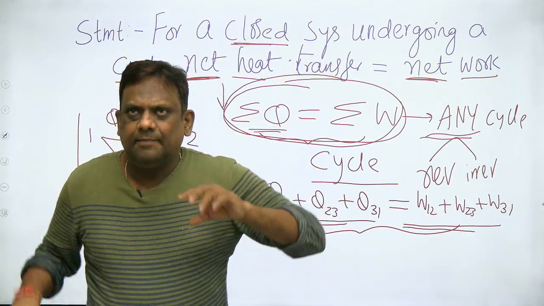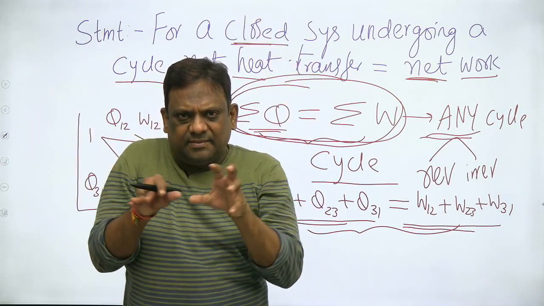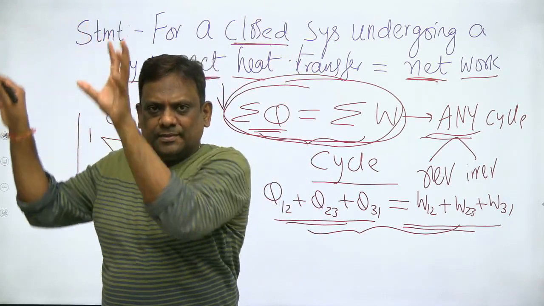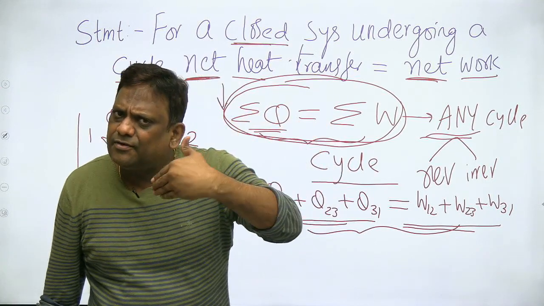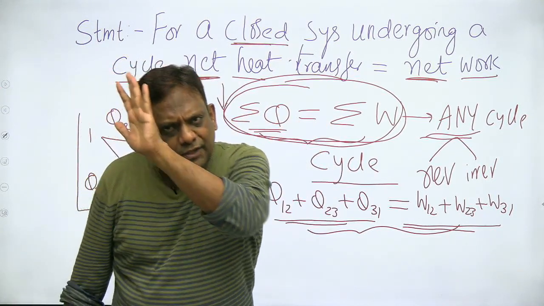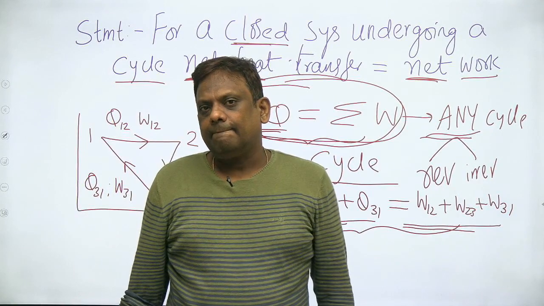What do you mean by any cycle? The cycle may be a reversible cycle. The cycle may be an irreversible cycle. I will be giving you examples of reversible cycles. I will be giving you examples of irreversible ones also. For that also you don't have to worry.